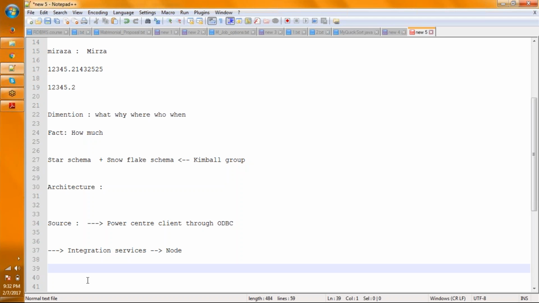Now let's talk about domain. A domain can have multiple nodes, and a node will have one integration service. There can be only one integration service corresponding to one node. I'm sorry, corresponding to a domain. Yes, I'm very sorry. So the role of integration service is to maintain the connection between node and PowerCenter.